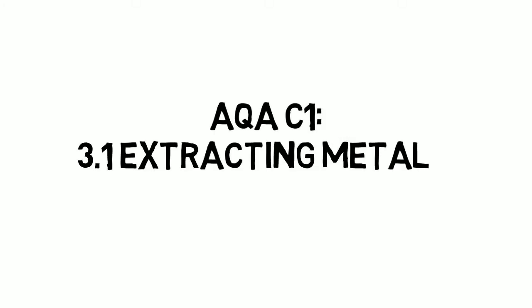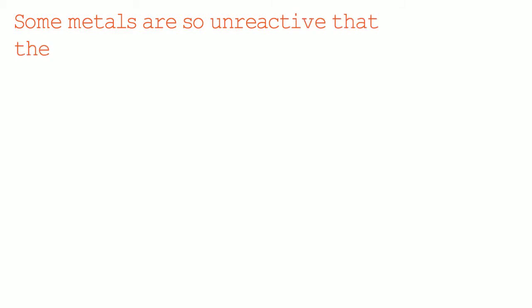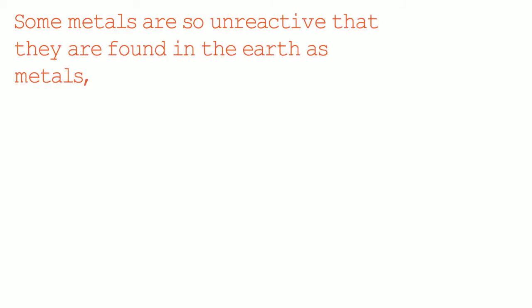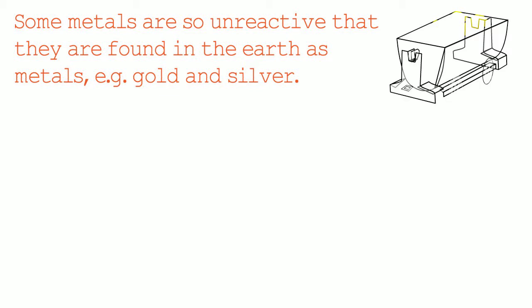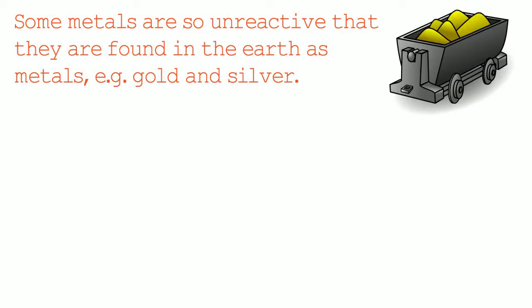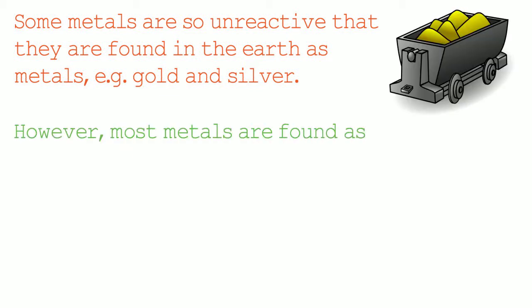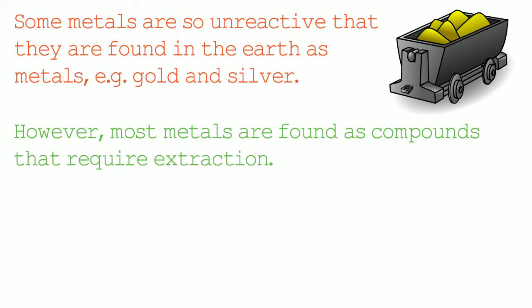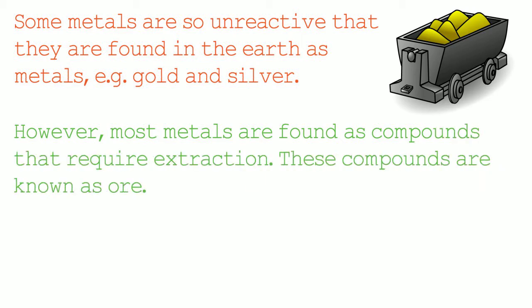Hi, this video is looking at extracting metals. Some metals are so unreactive that they are found in the earth as pure metals. Examples of these include gold and silver. However, most metals are found as compounds that require extractions. These compounds are known as ores.